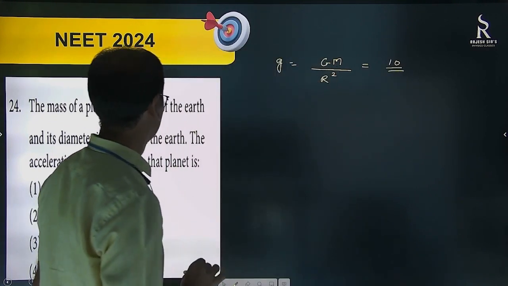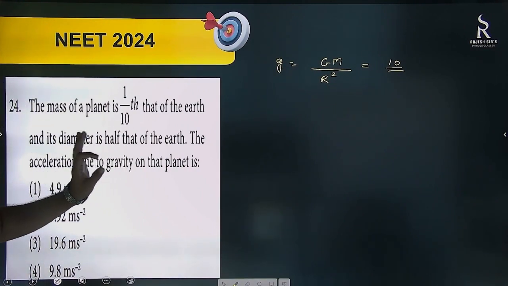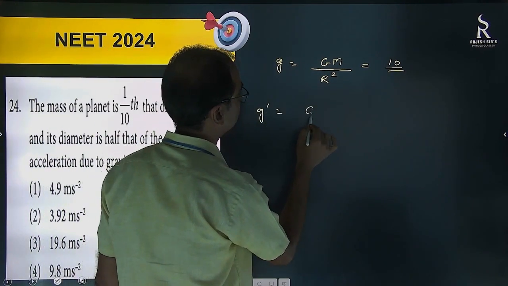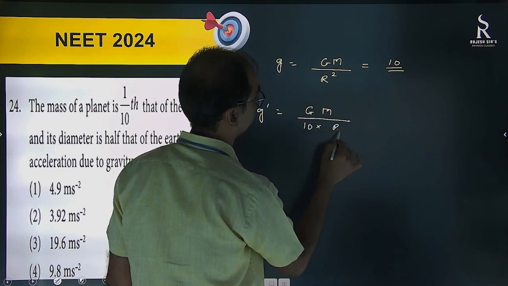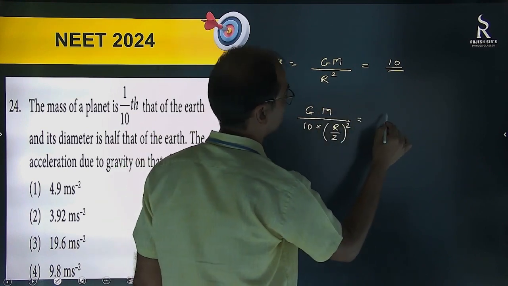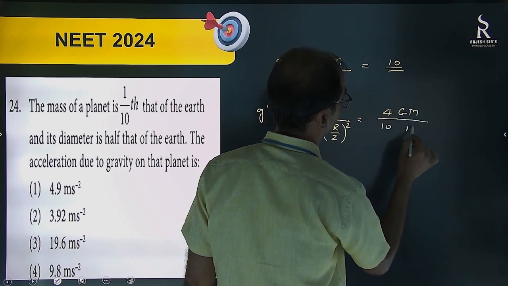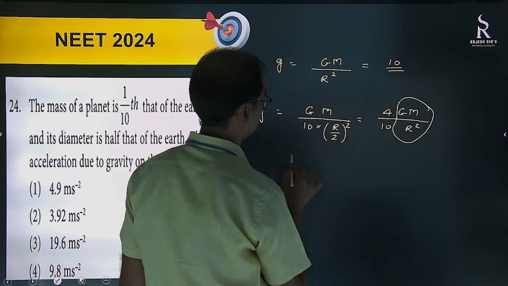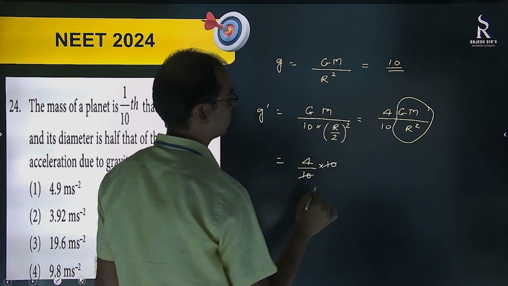Okay, then what? He wants it for any other planet whose mass is 1/10 of the Earth and diameter is half. That means radius is half of the Earth. So g dash is equal to G into M by 10 and radius is half. Okay, so what are we getting? This 4 will go at the top. So 4 GM by 10 r square. This value I know is 10. So 4 by 10 into 10. So g dash is 4.